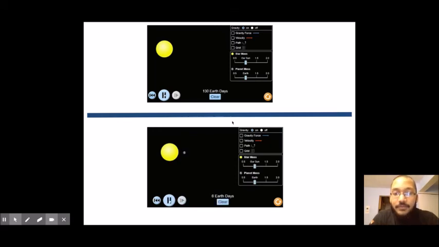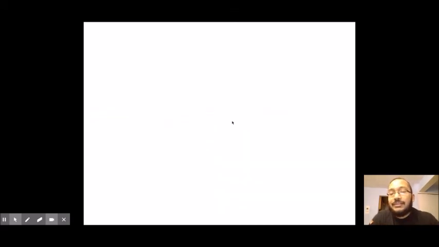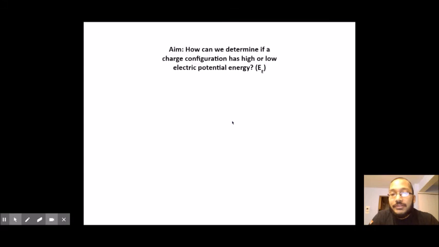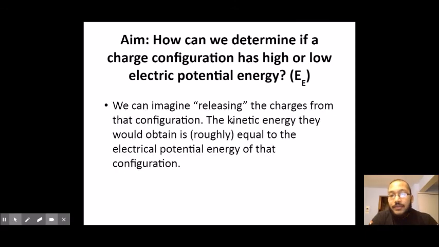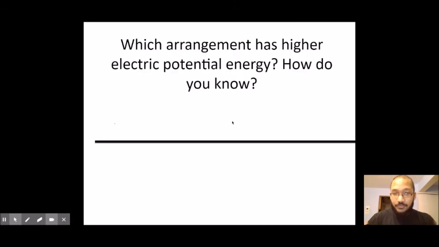Okay, moving on. How does this relate to the electric force? Well, we can use a similar trick to know whether an arrangement is high electric potential energy or low electric potential energy: basically by releasing the charges and imagining how much kinetic energy we would get out of that. So I'm going to go through some examples. You're welcome to download the slides or follow along in the video.